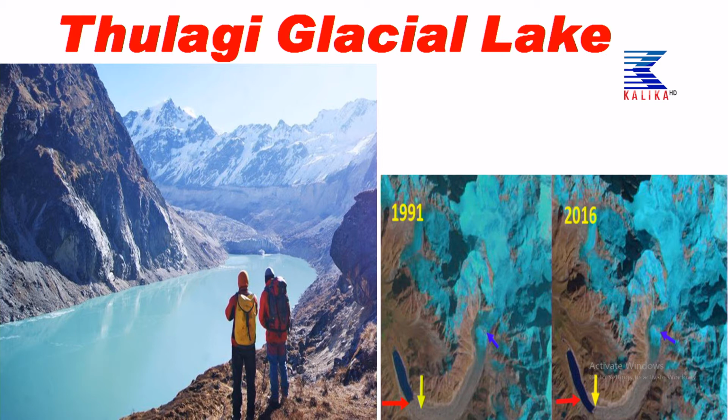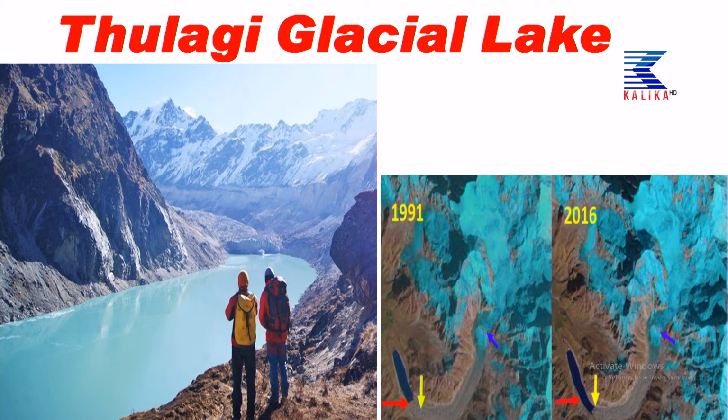A couple of tourists are standing and watching Tulagi Glacial Lake on the left side and right hand side. You can have a look at the picture taken in the year 1991 down there, the little one. Have a look at my cursor. This one is comparatively a bit smaller. Okay, so this picture was taken in the year 1991. And another picture, have a look down there. This is the picture taken in the year 2016. So compare these two pictures of the same lake, Tulagi Glacial Lake.